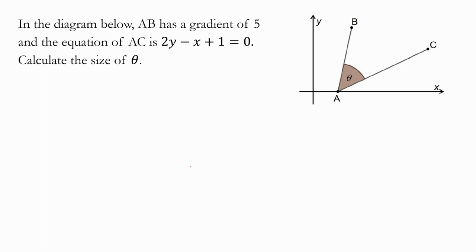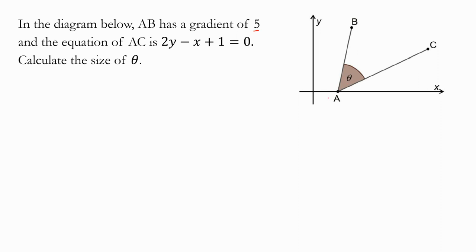Right, welcome back. Let's do the last part of our question 1, which is question 1b. In the diagram below, AB has a gradient of 5, and the equation of AC is 2y minus x plus 1 is equal to 0. Calculate the size of theta.